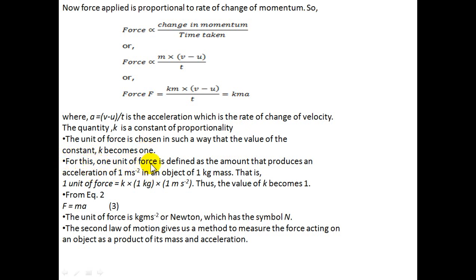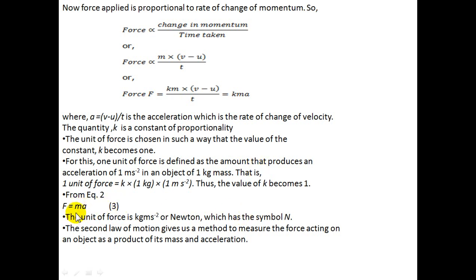For this, 1 unit of force is defined as the amount that produces an acceleration of 1 meter per second square in an object of 1 kg mass. That is, 1 unit of force is equal to k into 1 kg into 1 meter per second square. Thus, the value of k becomes 1. Don't get confused by this: when we remove 'directly proportional', we put k, and its value is just 1.